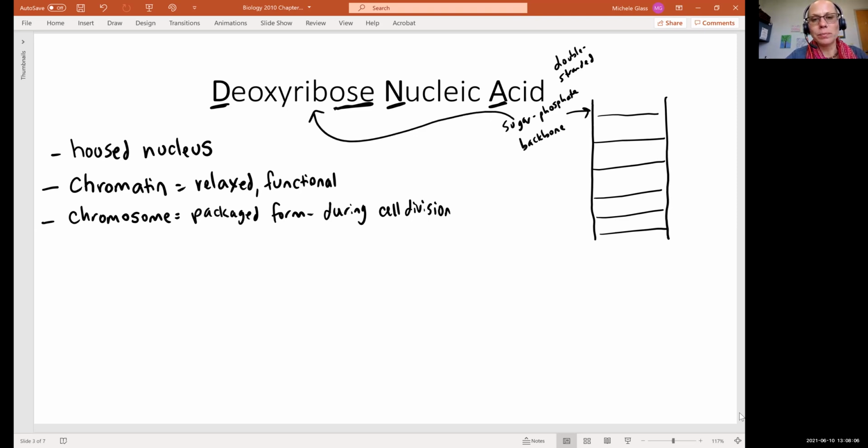Remember, in the case of deoxyribose, that OSE ending clues us in that this is our sugar in this particular molecule. And then those horizontal lines, or those rungs of the ladder, are going to be our nitrogenous bases. And remember, this can be adenine, which we can abbreviate with an A. And adenine always pairs with thymine, which we can abbreviate with a T.